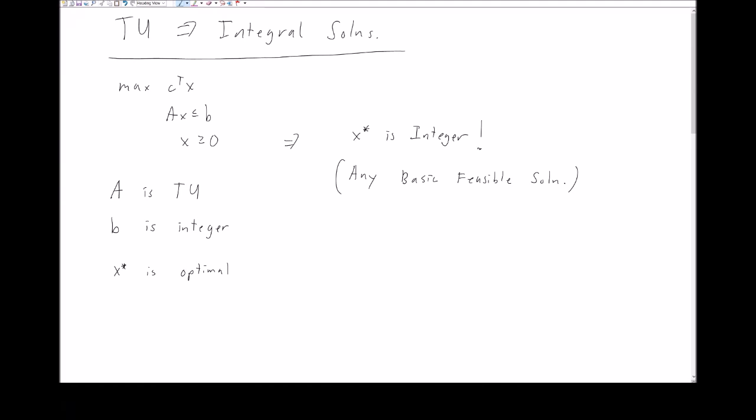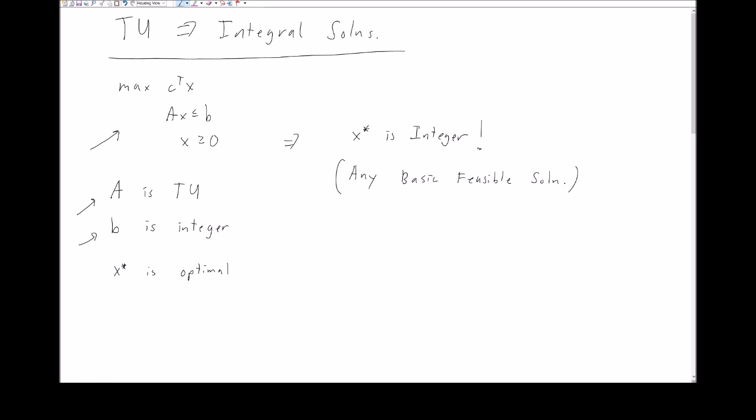In this lecture, we're going to prove that if we have a linear program with a totally unimodular constraint matrix, then the optimal solution is going to be integral. The linear program we're going to look at is going to have this matrix notation form. The matrix A, defining the constraints, is going to be a totally unimodular matrix, and the vector B is going to be an integer vector.